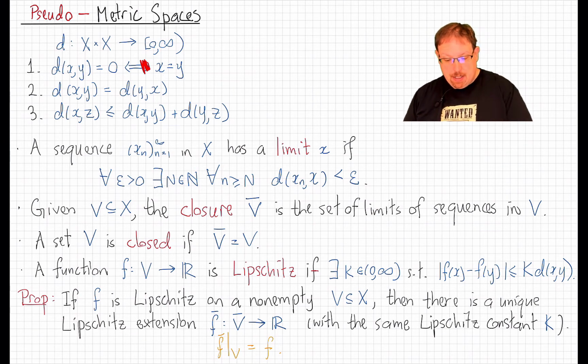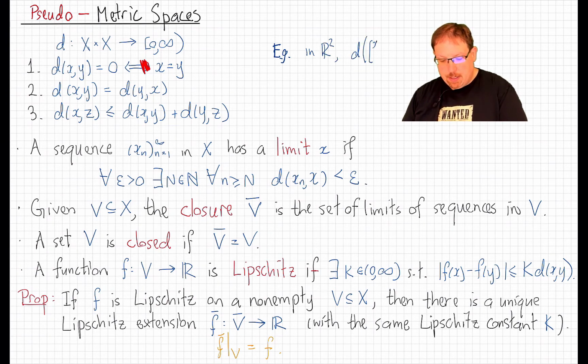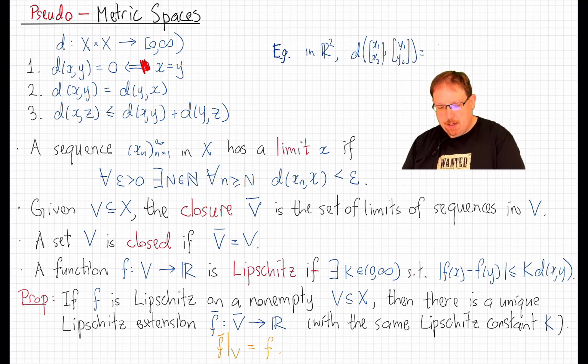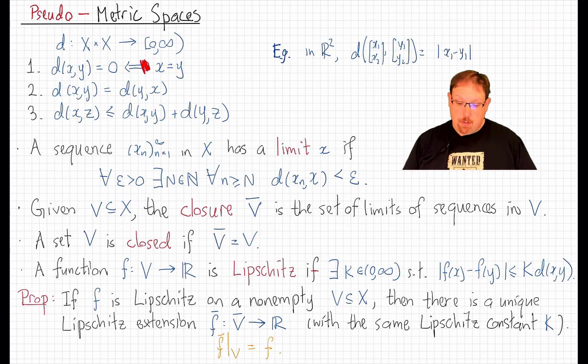And just to give some basic intuition, an example of a pseudometric is in R2, d of the points (x1, x2) and (y1, y2) could be defined to be the absolute value of x1 minus y1, the distance in the first coordinate. This is a pseudometric. It satisfies all of these conditions. It just doesn't distinguish points because distance 0 simply means that your first coordinates match. It doesn't tell you anything about your second coordinates. So it's kind of like an incomplete metric.